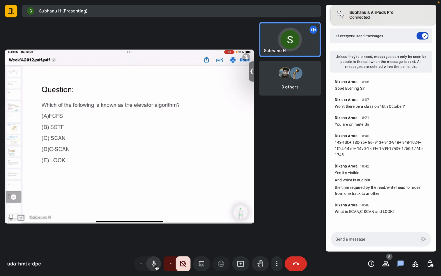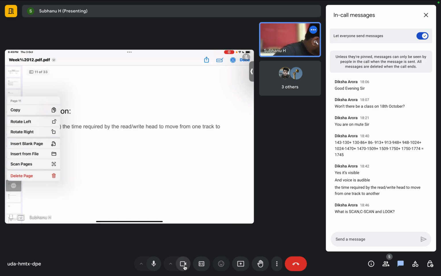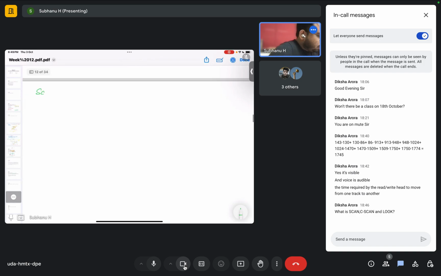Okay, so we'll discuss the algorithms SCAN and LOOK. First, I'll be discussing the SCAN algorithm. This is also called the elevator algorithm.